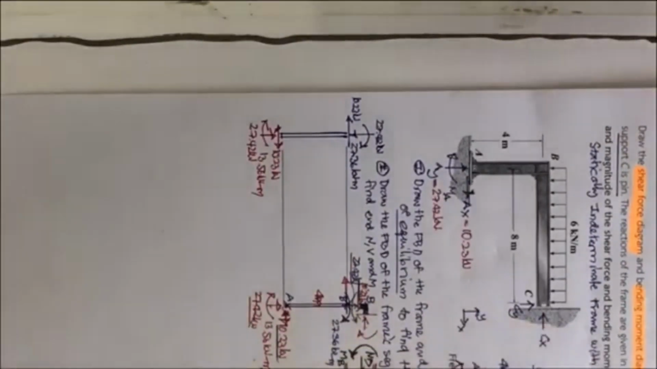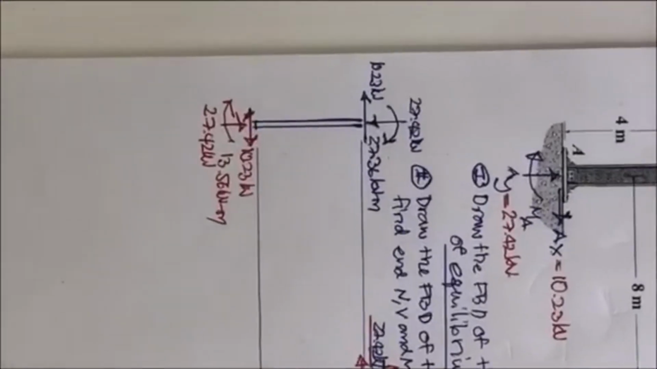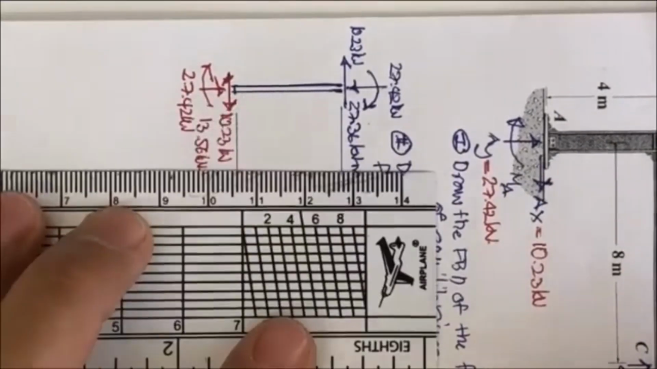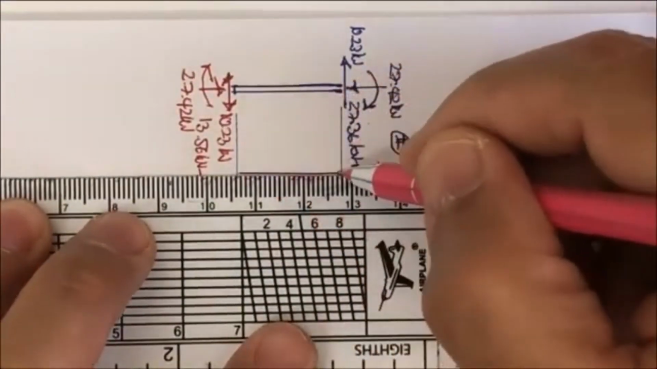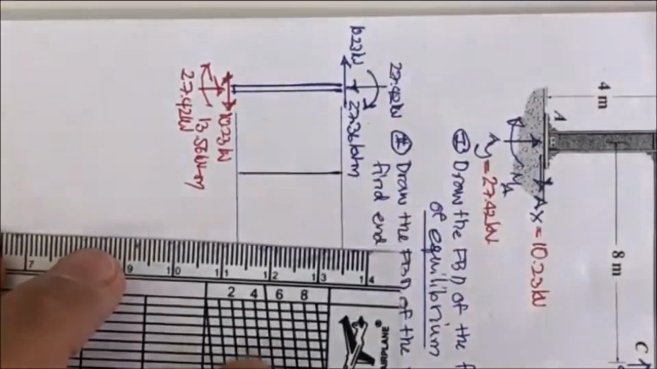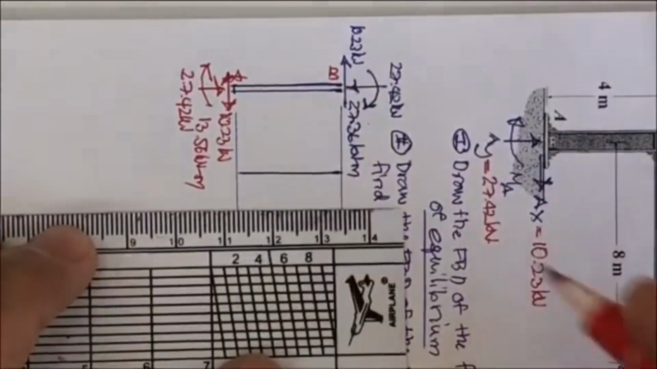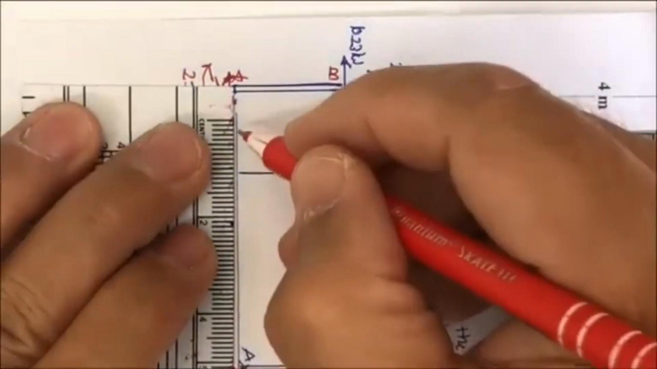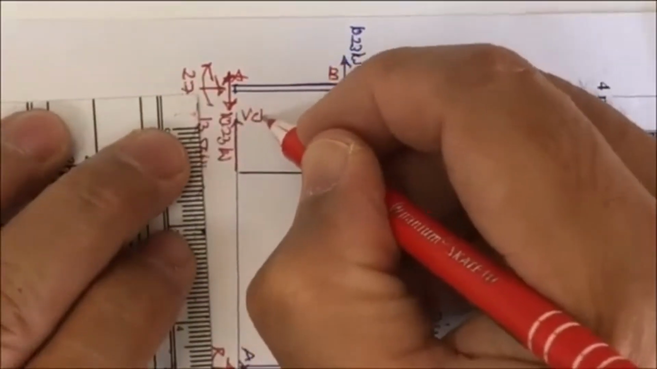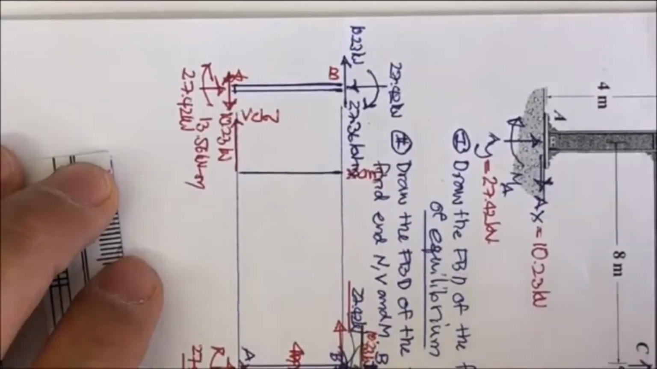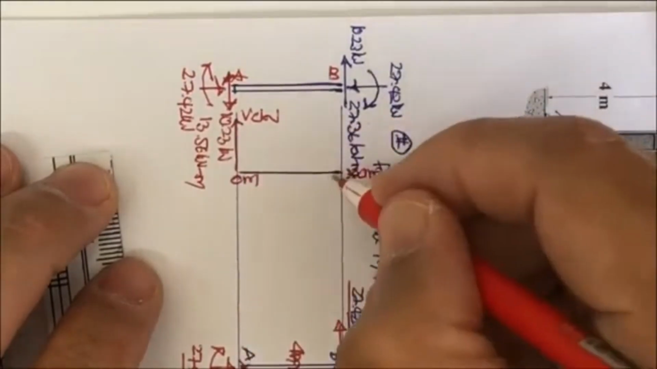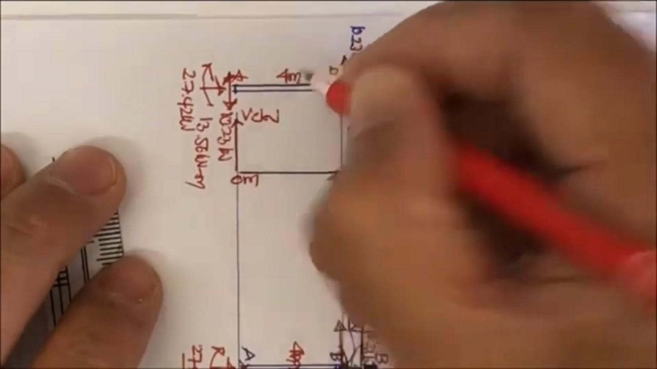When you are going to draw the diagram for this column, let me zoom in more like this. You're going to start by setting up this axis along the column AB, and this is going to be x in meters, and this is going to be V in kilonewton. We are going to draw this from 0 meter to 4 meter, because this is a 4 meter long column.